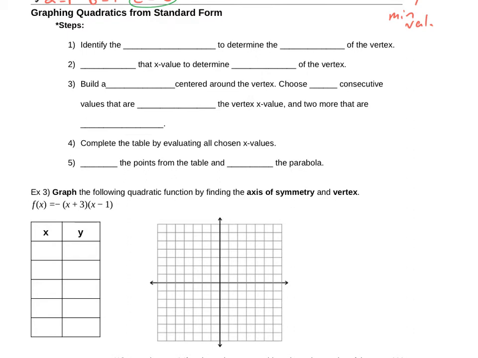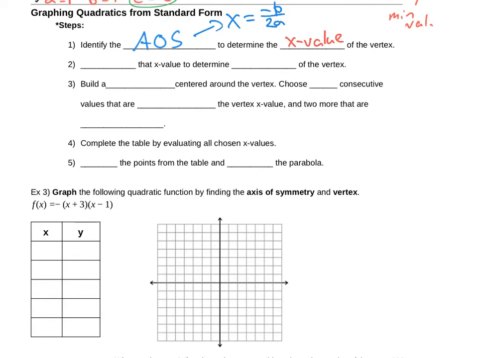So what we want to do first is identify the, what do we always do first? What do you think we do first? Yes, identify the axis of symmetry. Okay, that will help you determine the what? The what of the vertex? The x value of the vertex. So first is identify the axis of symmetry. Use that equation. Okay, so add that in there. X equals negative b over 2a to get that x value.